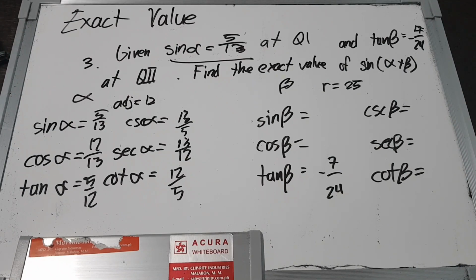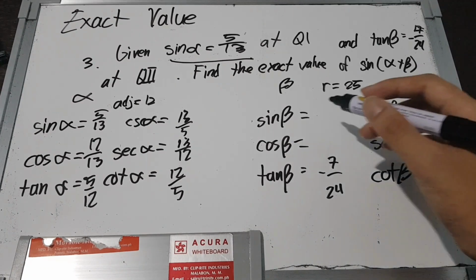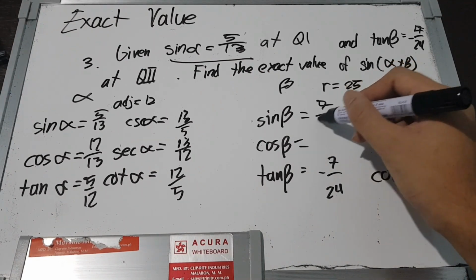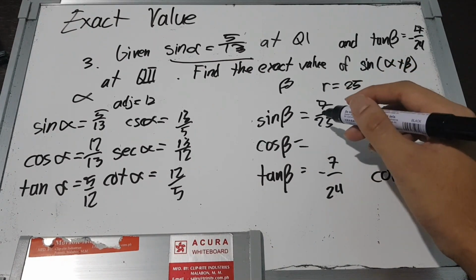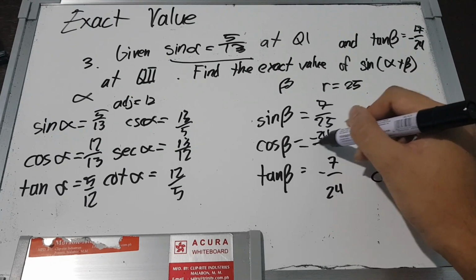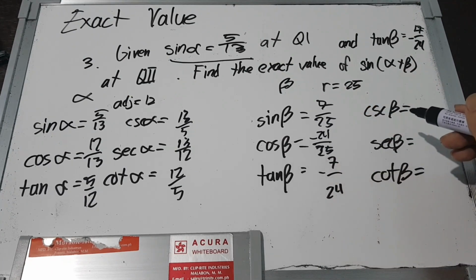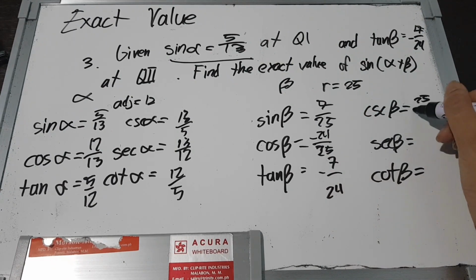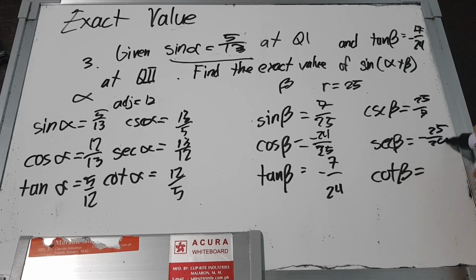Next is for beta. We have tangent beta equals negative 7 over 24. Our missing side is our hypotenuse or our radius, which is equal to 25 using the Pythagorean theorem. Sine beta would be 7 over 25. Cosine beta would be negative 24 over 25. Cosecant beta would be 25 over 7. Secant beta would be negative 25 over 24. And finally, cotangent beta would be negative 24 over 7.